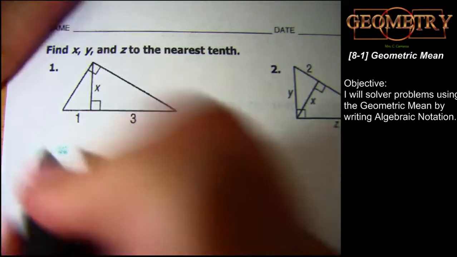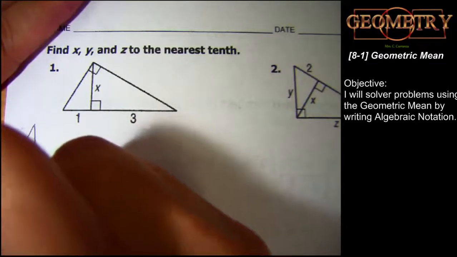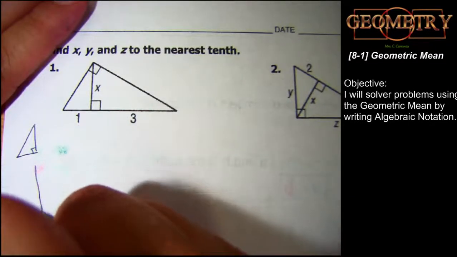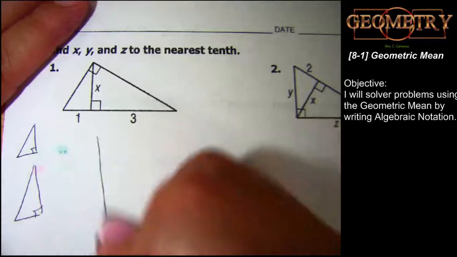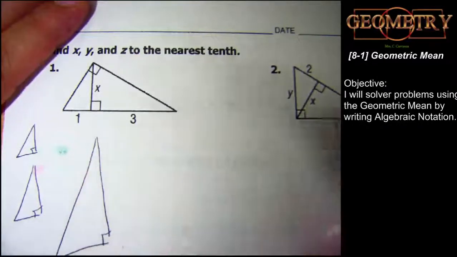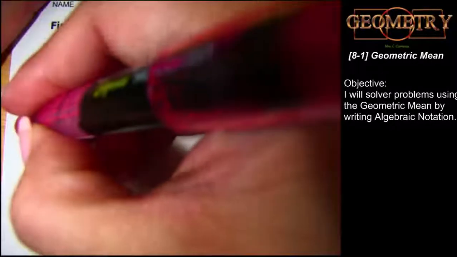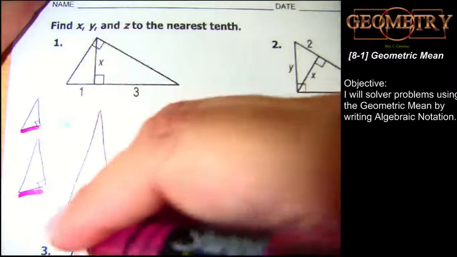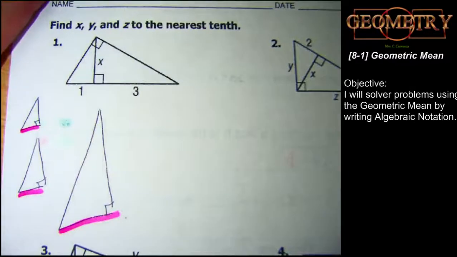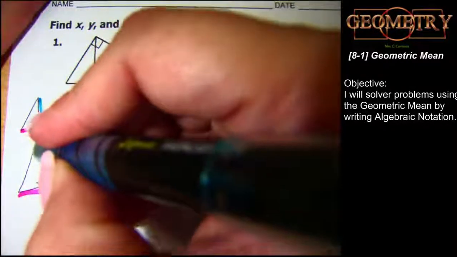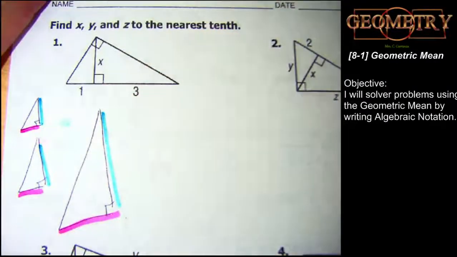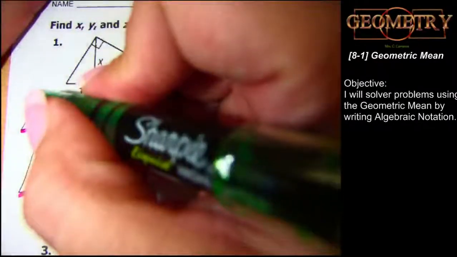Ready? Okay, so let's draw those, and I'm going to draw them separately. So there's the baby bear, there's the mama bear, and there's the papa bear triangle. Okay, so here's one side of each of those triangles. All of those are the corresponding sides. These are all the corresponding sides. And these are all corresponding sides.